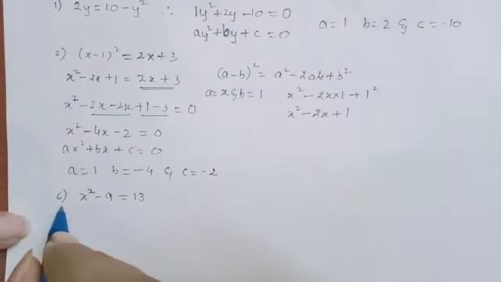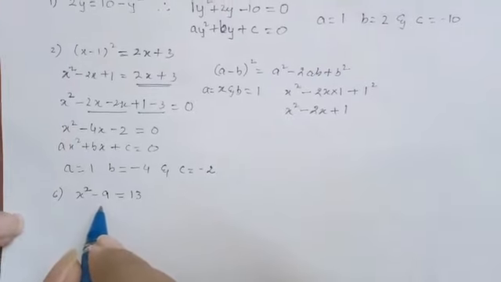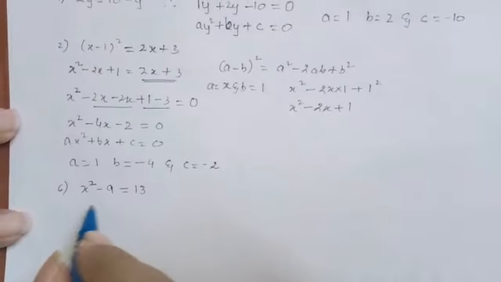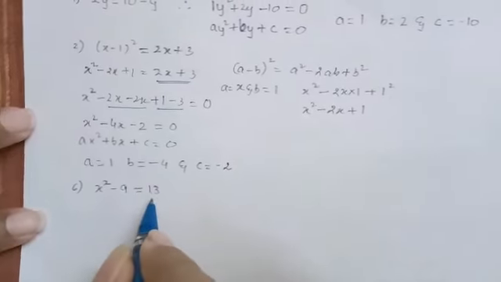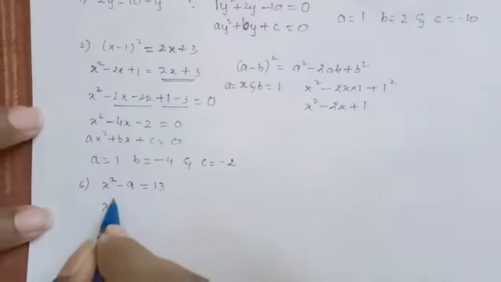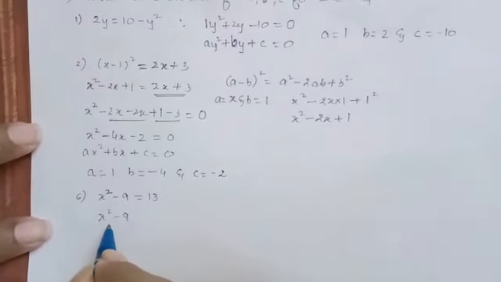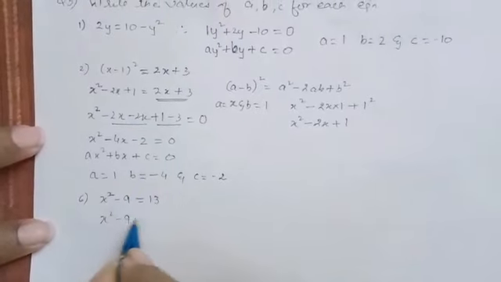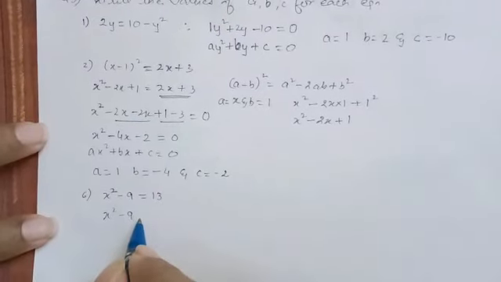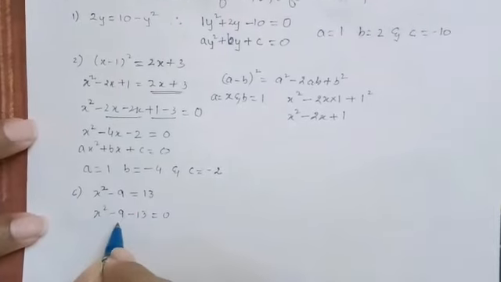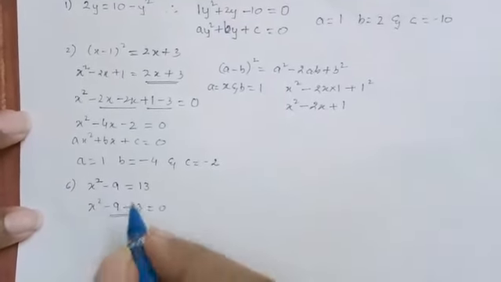If I take example number 6, which is totally somewhat different from other sums, here there is no x term, no problem. If I take all the terms to the left hand side, it will be x square minus 9. Both these terms I write on the same side, therefore no sign change. Plus 13 to the left will become minus 13 equals to 0. Now these are numbers, we can solve it just like this.